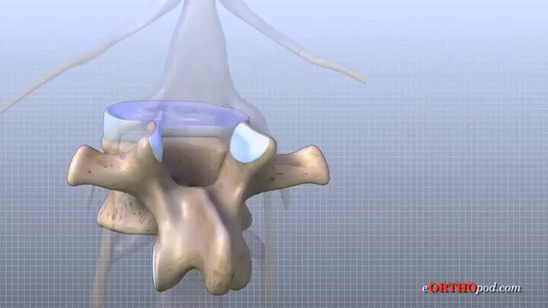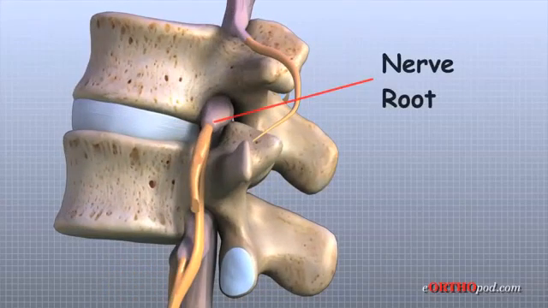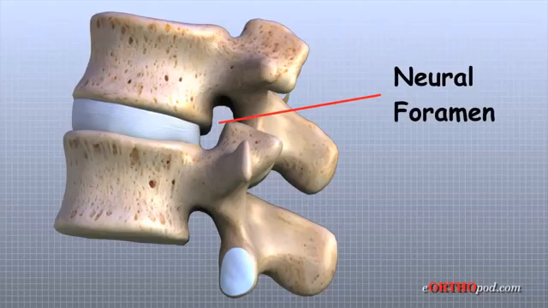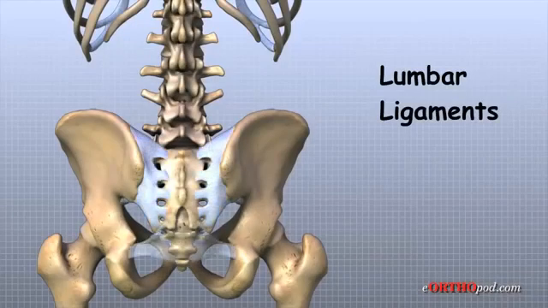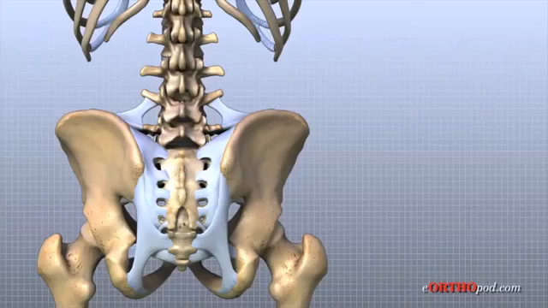Two spinal nerve roots exit the sides of each spinal segment, one on the left and one on the right. As the nerves leave the spinal cord, they pass through a small bony tunnel on each side of the vertebra called a neural foramen. The lumbar spine is supported by a complex set of ligaments and muscles. The ligaments are arranged in layers and run in multiple directions where they connect the bones of the lumbar spine to the sacrum and pelvis.